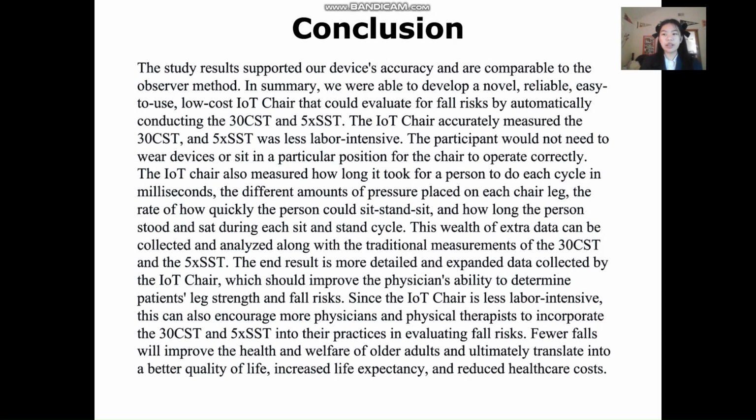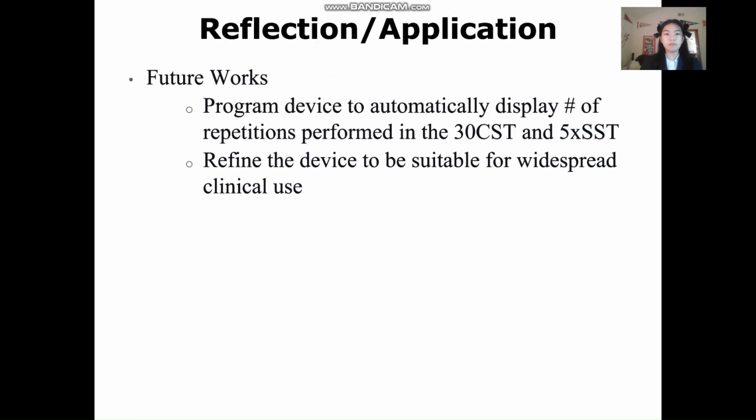In conclusion, we created an IoT chair that was able to be as accurate as a traditional observer method. However, it's easier to use and gives additional data for the doctor to better determine fall risk. These are a few examples of our future works. We want to display the number of repetitions performed in the 30-second chair stand test and the amount of time it took on the 5-time test. We also want to refine the device to be suitable for widespread clinical use.